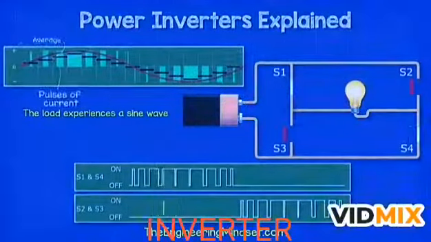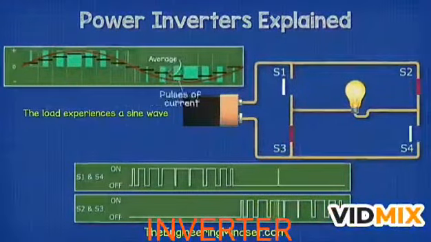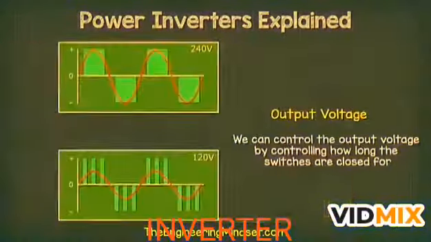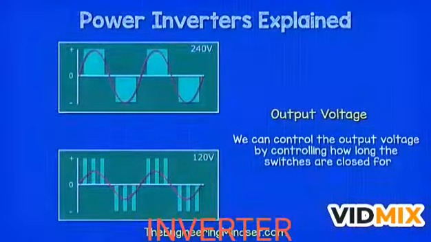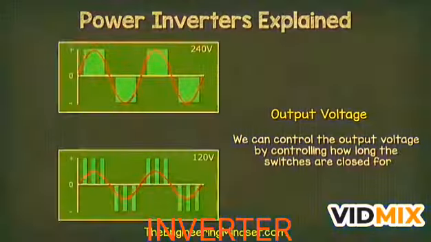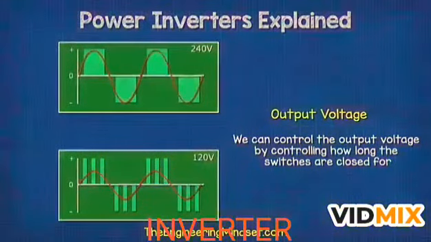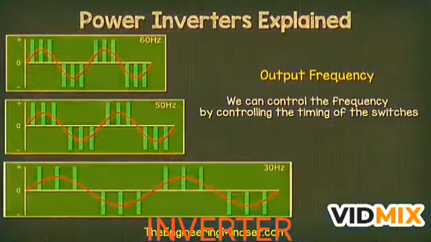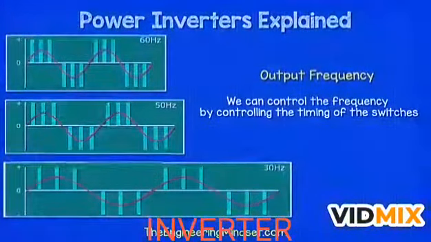The load will therefore experience a sine wave. The more segments we have, then the closer it mimics a smooth wave. We can control the output voltage by controlling how long the switches are closed for. So we could, for example, output 240 volts or 120 volts just by trimming the opening and closing times. We can also control the frequency by controlling the timing of the switches. So we could, for example, output 60 Hz, 50 Hz, or 30 Hz, whatever is needed for the application.